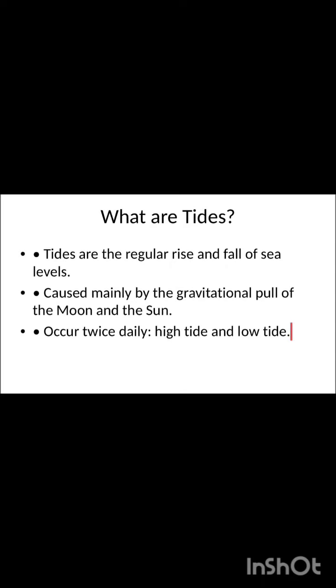Now first of all, tides are the alternate rise and fall of the surface ocean water twice in about 24 hours. That means in a day it occurs twice, so it is a twice daily phenomenon, and it is a regular rhythmic motion which results from the gravitational attraction that is exerted upon the earth by the sun and the moon. So we move to the formation of the tides.